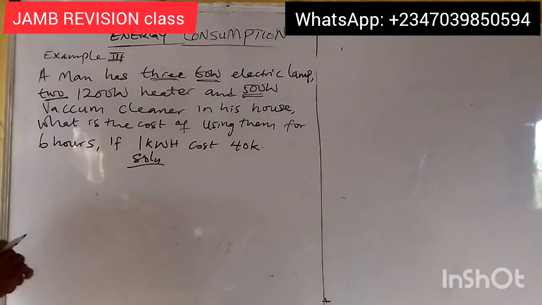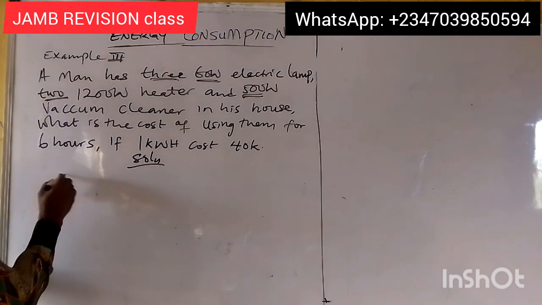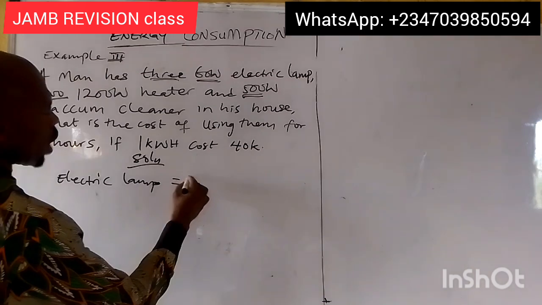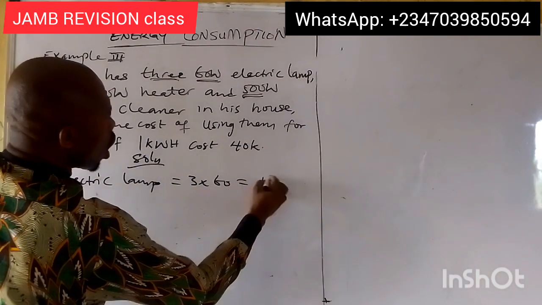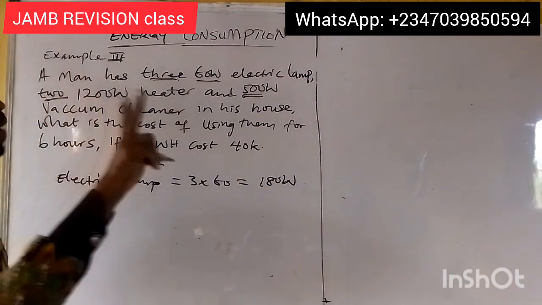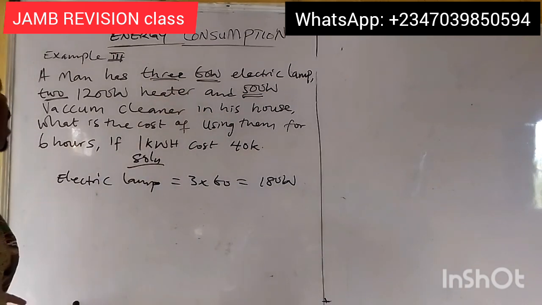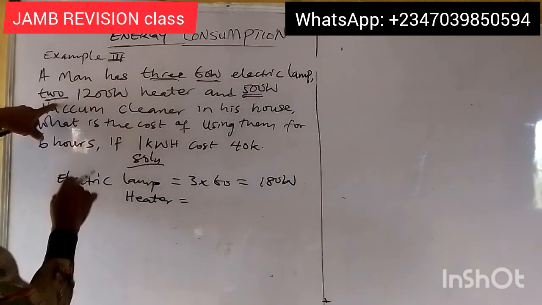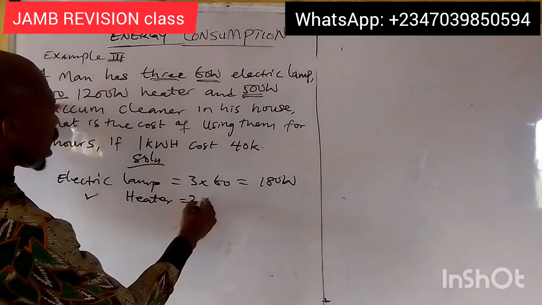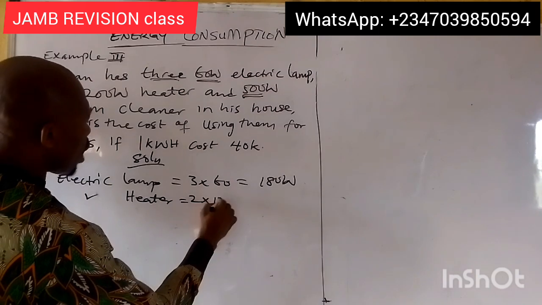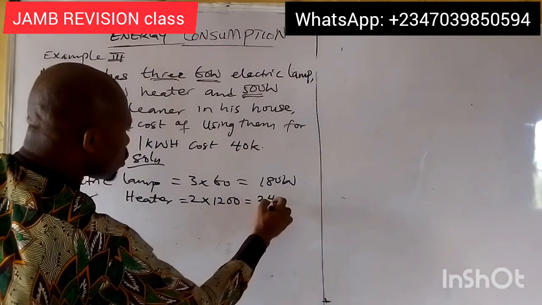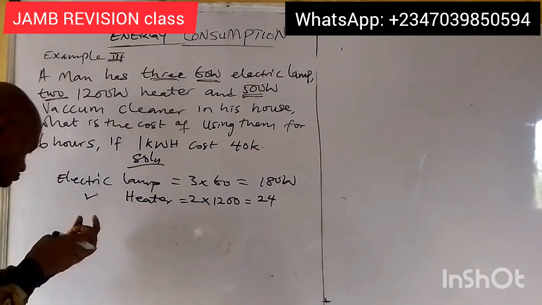Remember that for power, we say electric lamp in the man's house. We have 3 of them, so we have 3 times 60 will give us 180 watts. That is power consumed by the 3 lamps. Now, the same man has electric heaters in his house. And of course, there are two of them, being run at the same time. 2 times 1,200 will give us 2,400 watts.